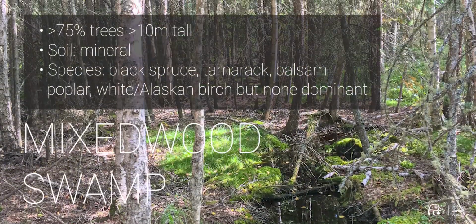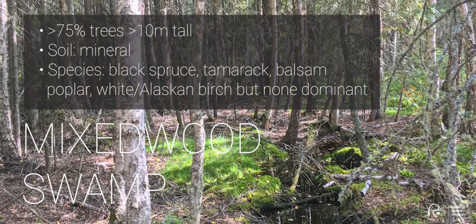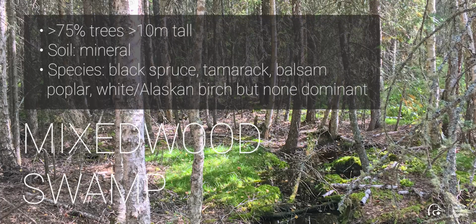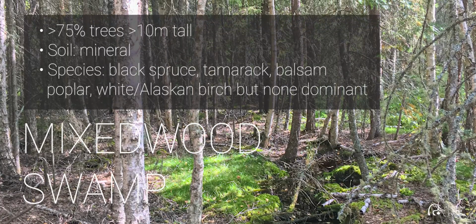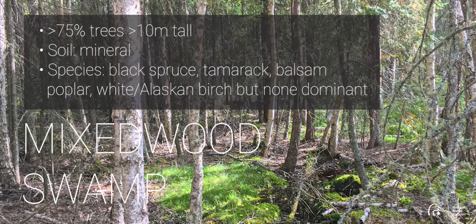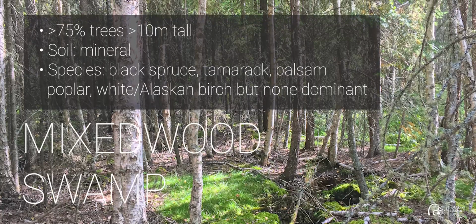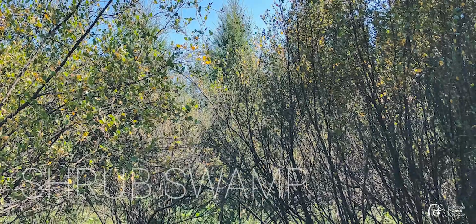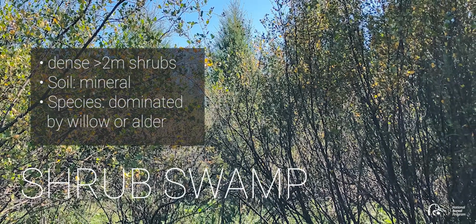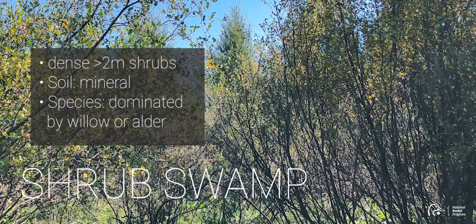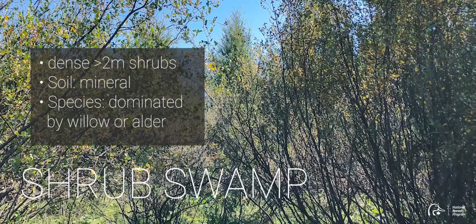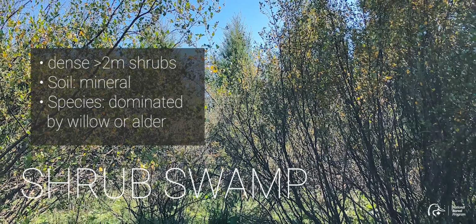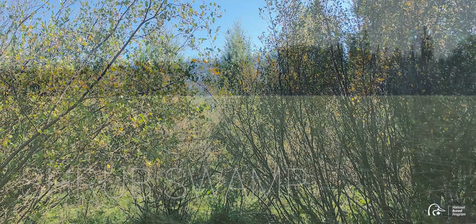Mixedwood swamps are transition systems between tamarack and hardwood swamps, and as a result are a mix of tamarack, birch, balsam poplar, and black spruce. Mixedwood swamps can also be found in seepage or drainage areas. Shrub swamps mark the transition between marshes and uplands, occurring frequently along shorelines. Shrubs are greater than 2 meters tall and consist of alder or willow.